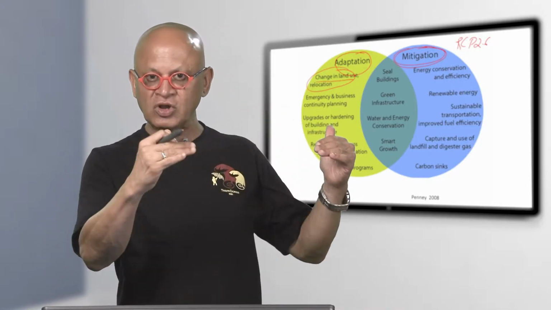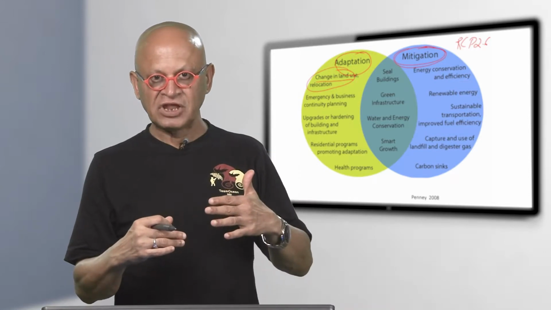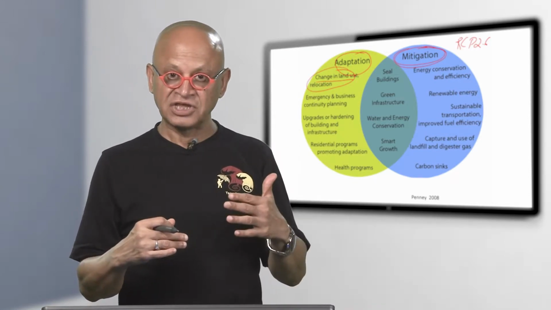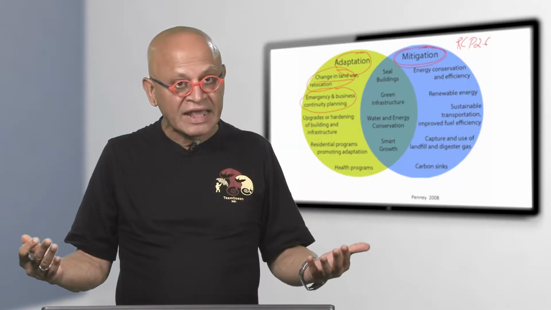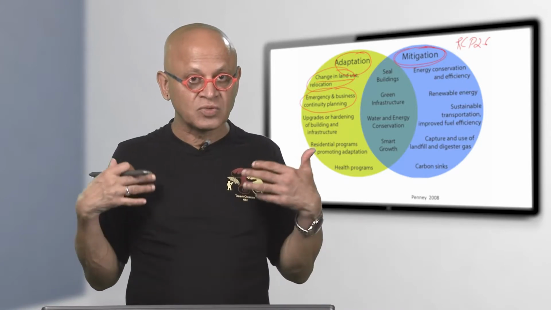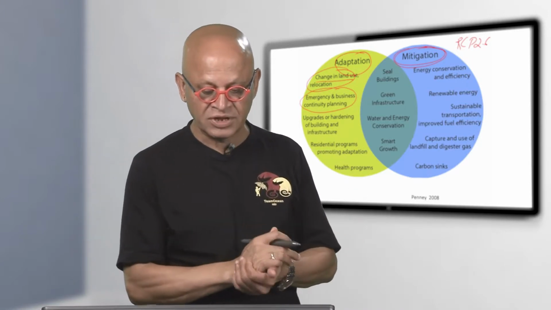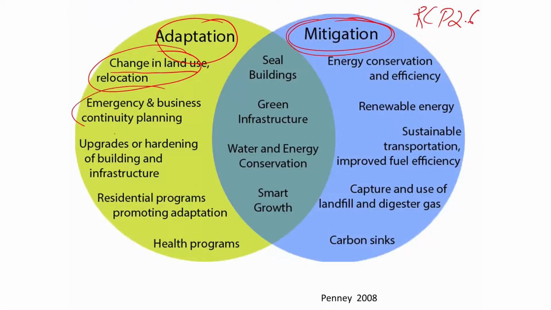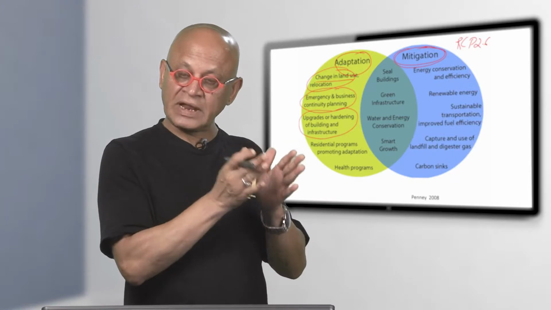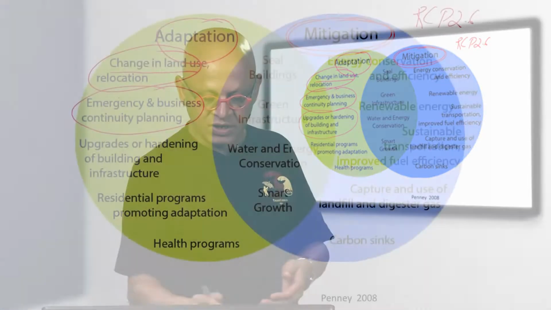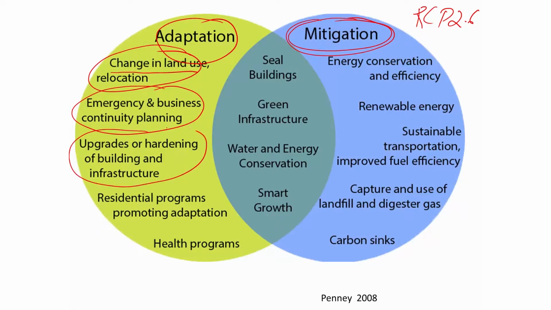Same if you are living at the bottom of a mountain which has a landslide every now and then, and the landslides are increasing in number and so on. So change in land use is basically recovering abandoned lands or afforestation, so recovering deforested lands and so forth. Emergency and business continuity planning, so always plan for increased extreme events, especially like what happened in 2018 across the globe.